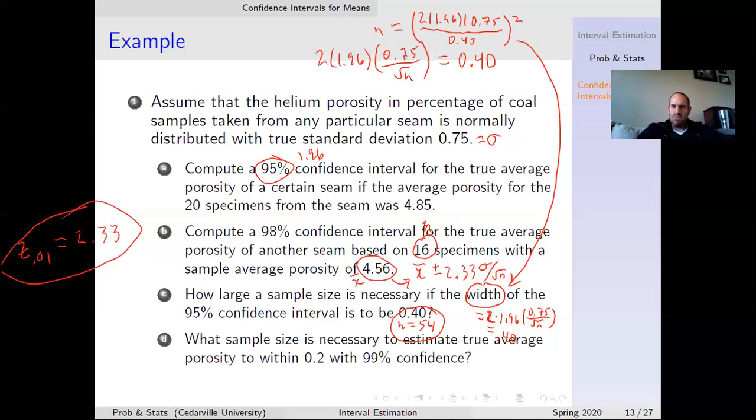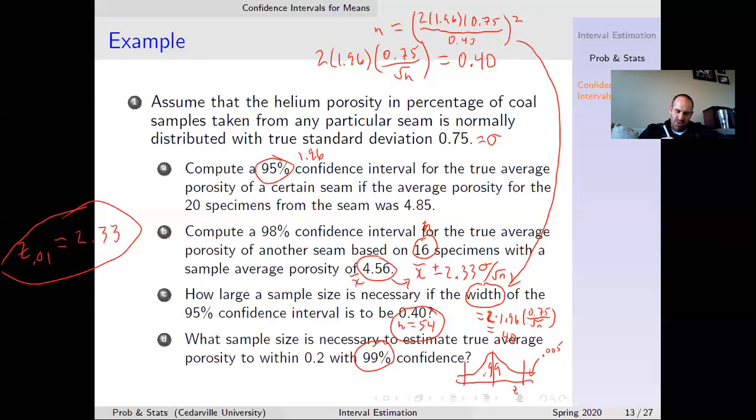The center is random, and that center is X bar. What sample size is necessary to estimate true average porosity to within 0.2 with 99% confidence? Well, 99% confidence changes the game a little bit. That means I want 99% in the middle, which means I want 0.005 in each one of the tails.